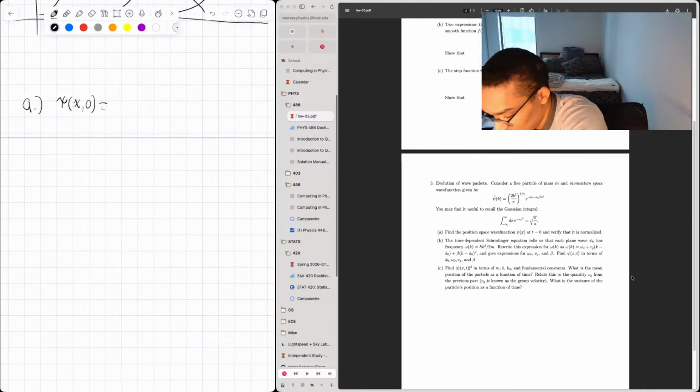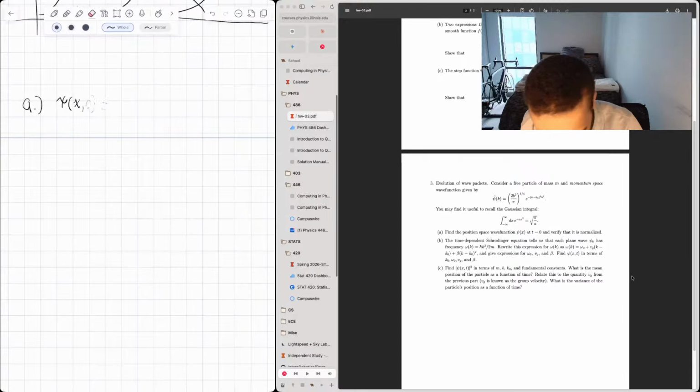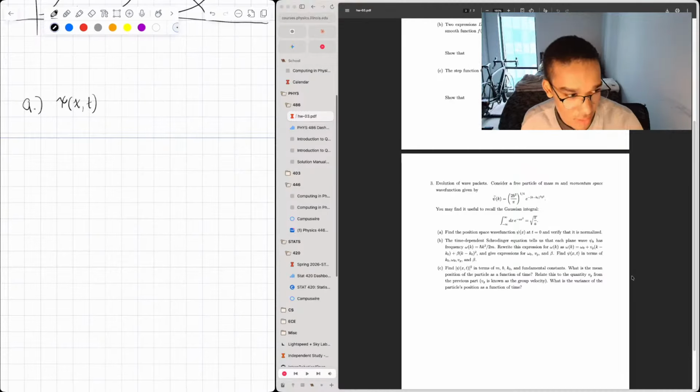This is a free particle, so we have, well, it actually doesn't matter if t is 0. Doesn't matter if t is 0.